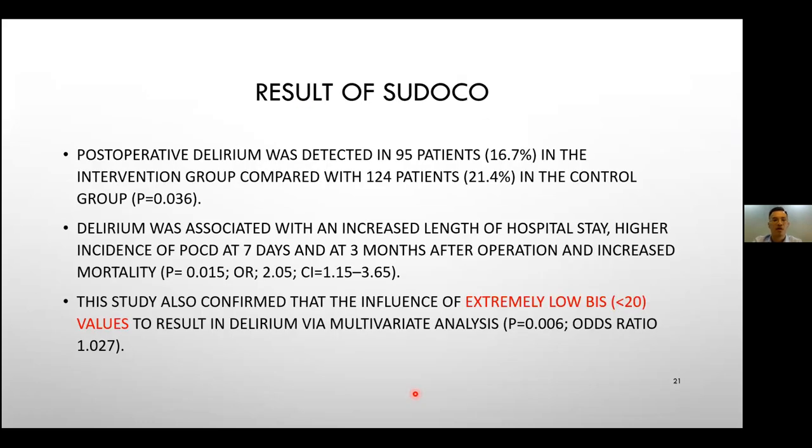And from the Sudoku study, basically delirium was associated with an increased length of hospital stay, a higher incidence of post-op cognitive dysfunction at 7 days and 3 months after the operation, and an increase in mortality. And this study also confirmed the influence of an extremely low BIS of less than 20 in resulting in delirium via a multivariate analysis.